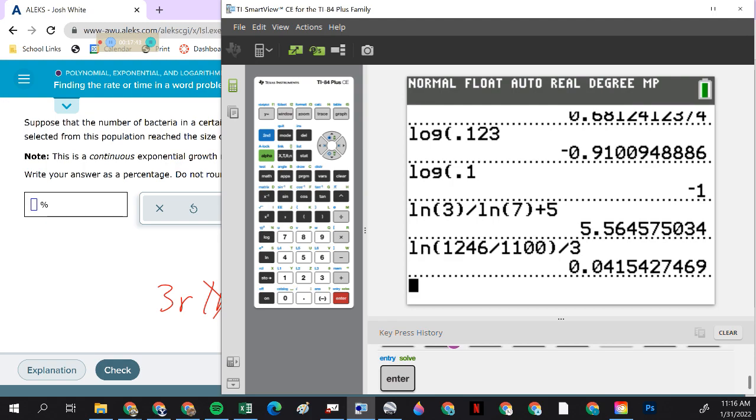And what does that mean? What were we looking for? We were looking for the growth rate. So the growth rate here would be 4%.